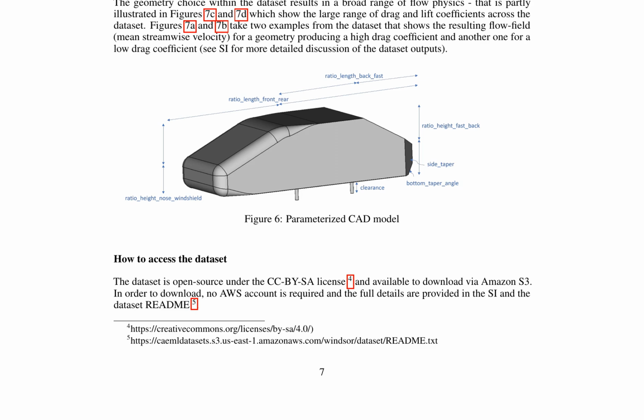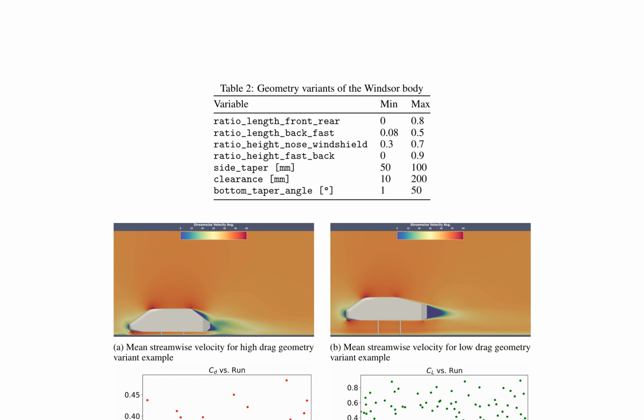Figures 7a and 7b provide examples of flow fields for high and low drag coefficients. The dataset is open source and available for download, with full details provided in the supplementary information and the dataset README. The geometry variants of the Windsor body are discussed, including variables such as ratio_length_front_rear, ratio_length_back_fast, ratio_height_nose_windshield, and ratio_height_fast_back. These variables are crucial for understanding the mean streamwise velocity and force coefficients.